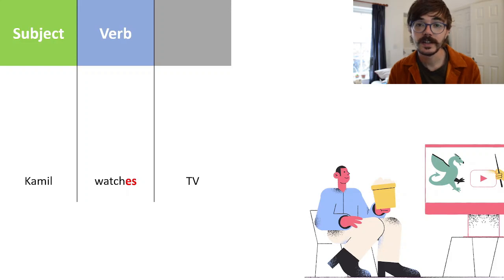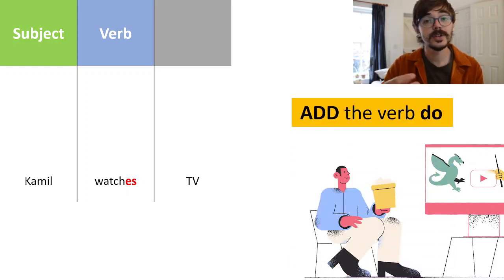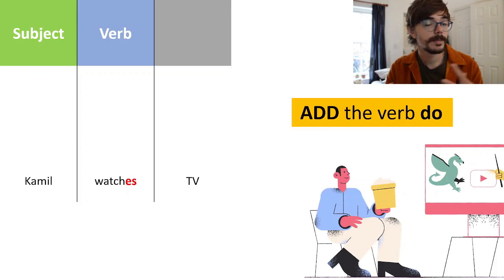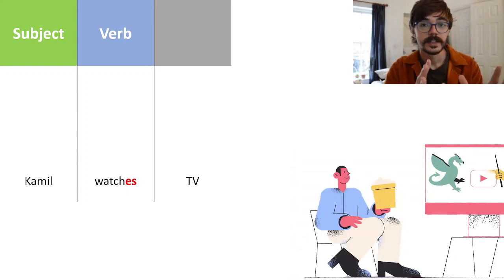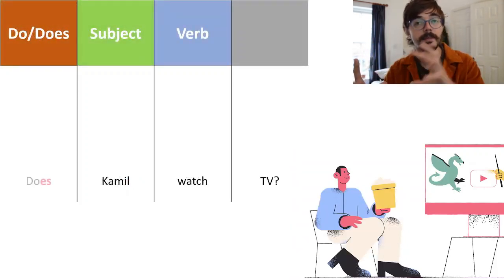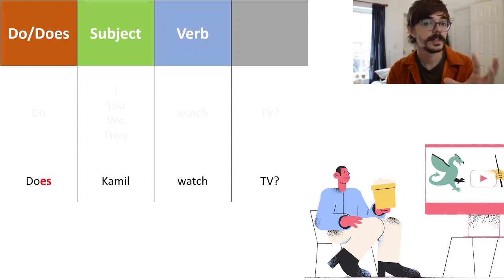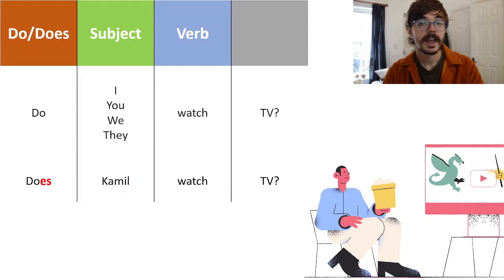Now to make a question, we have to add the verb do again, just like when we make a negative sentence. So we move the sentence forward and we put do or does at the beginning. For he, she and it, we put does. Does Camille watch TV? Now notice watches just became watch again. So we just put a normal verb and we don't change that verb watch. Does Camille watch TV? And for all the other pronouns, we just use do.